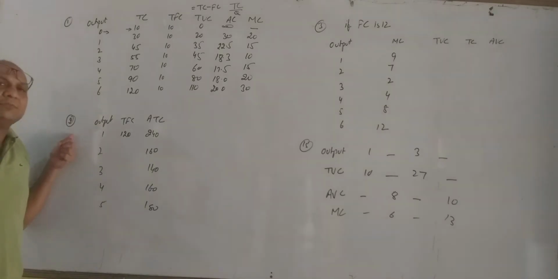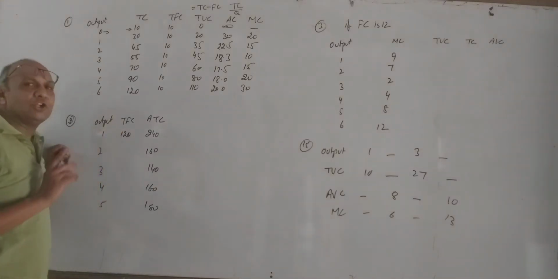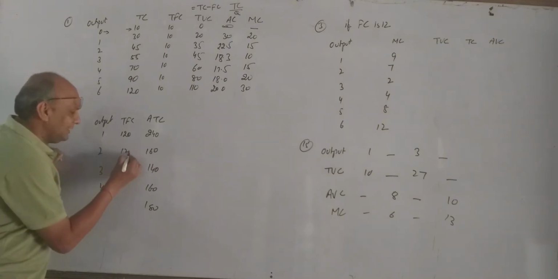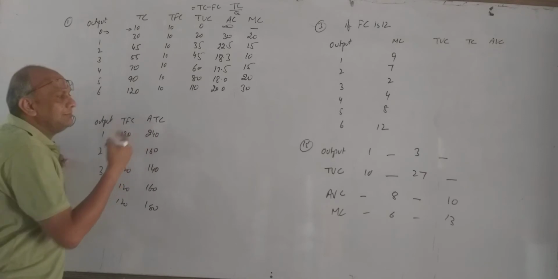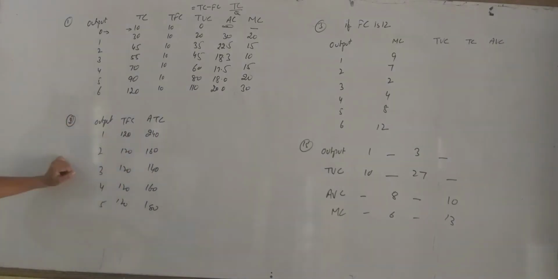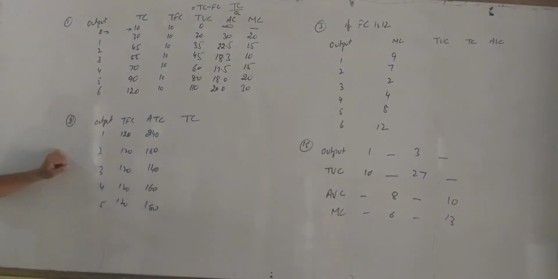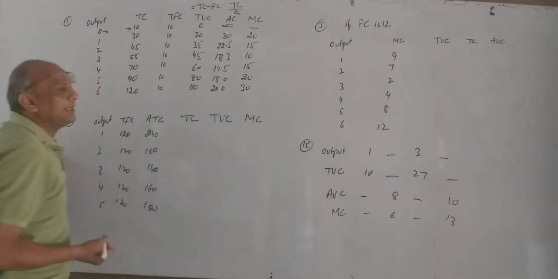Let us take another sum, sum number 2. Output we have given 1, 2, 3, 4, 5 and we have given total fixed cost 120. It is given in the sum TFC is 120. So at each level it will remain 120. And in the sum ATC is given. And the sum is asking to calculate TC, then to calculate TVC, and then to calculate MC.